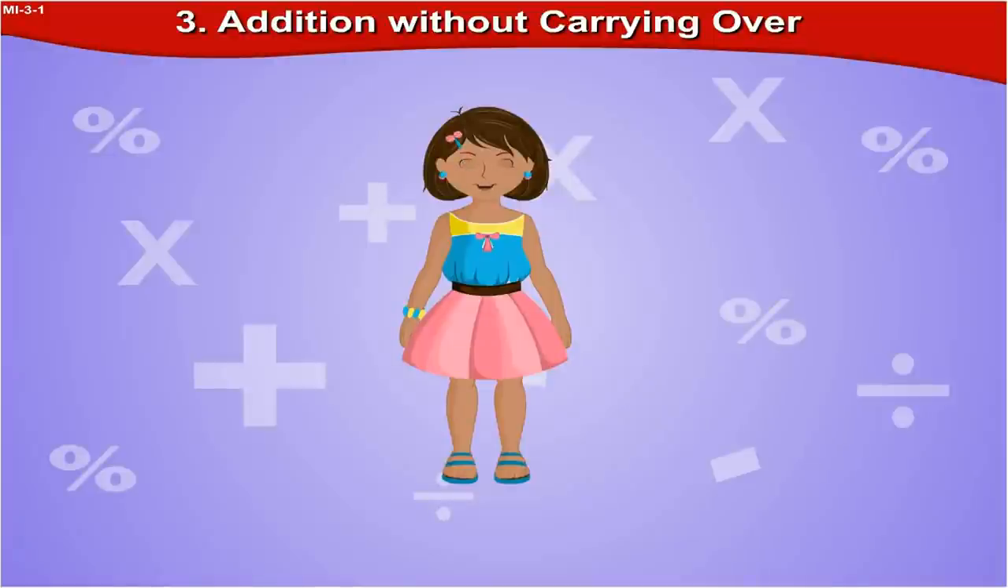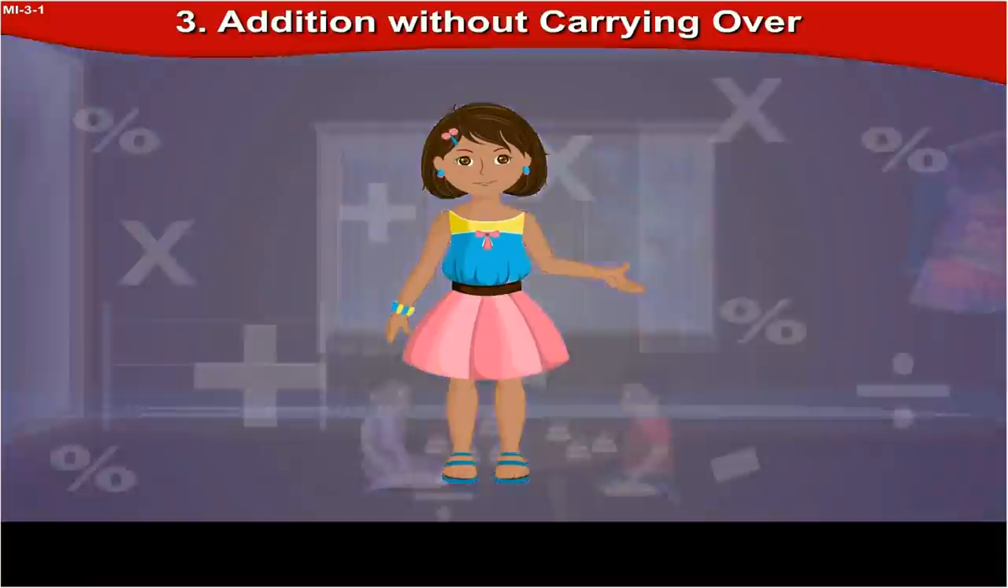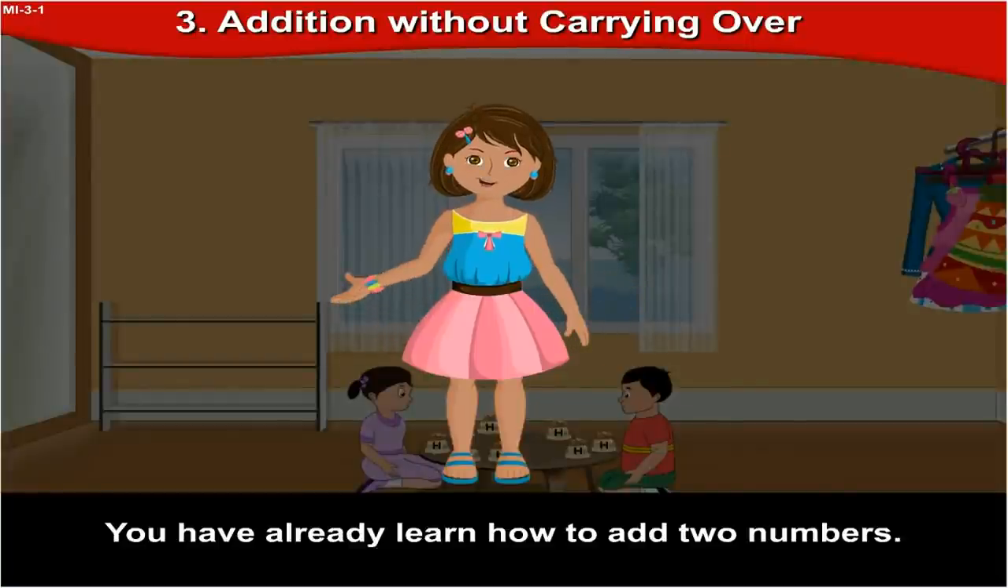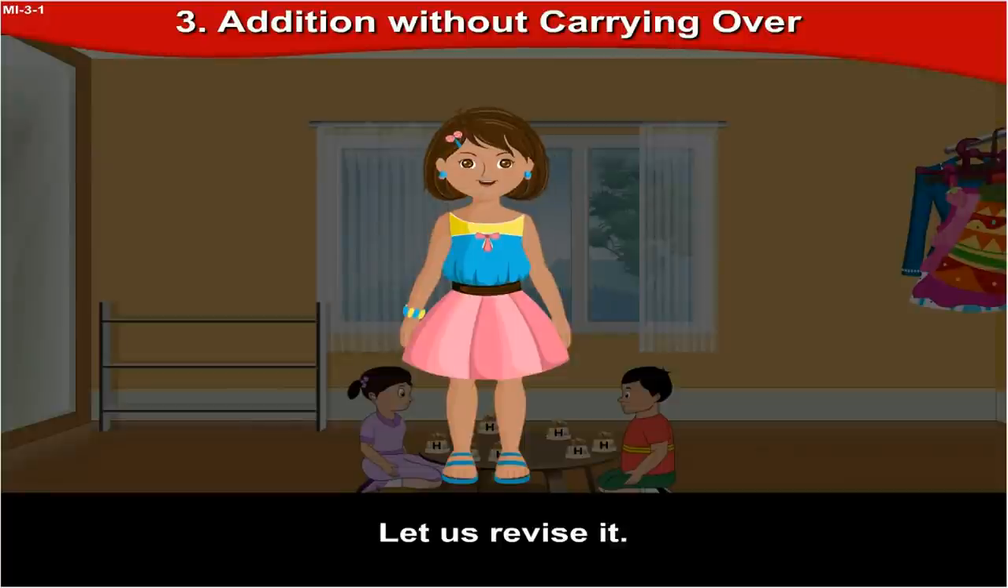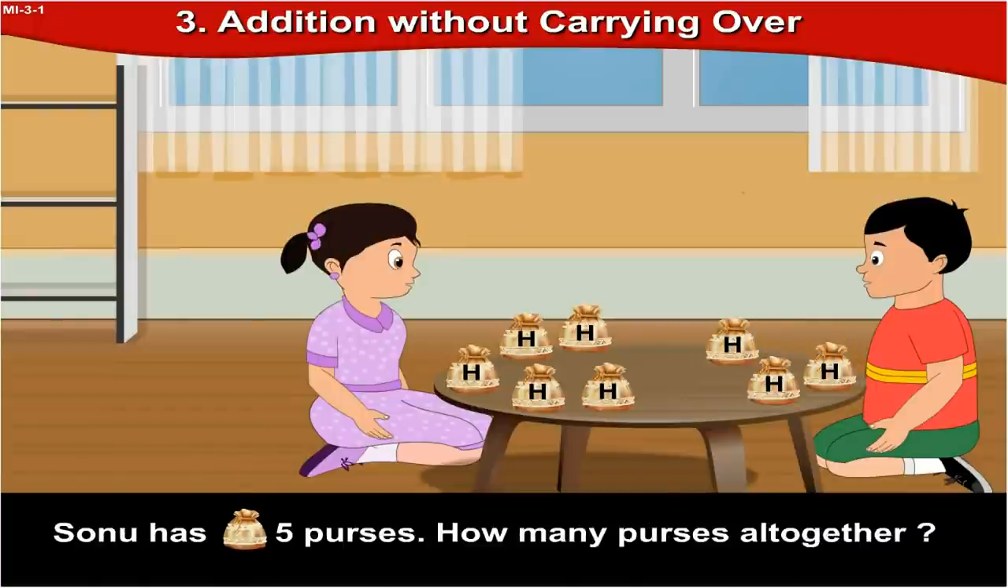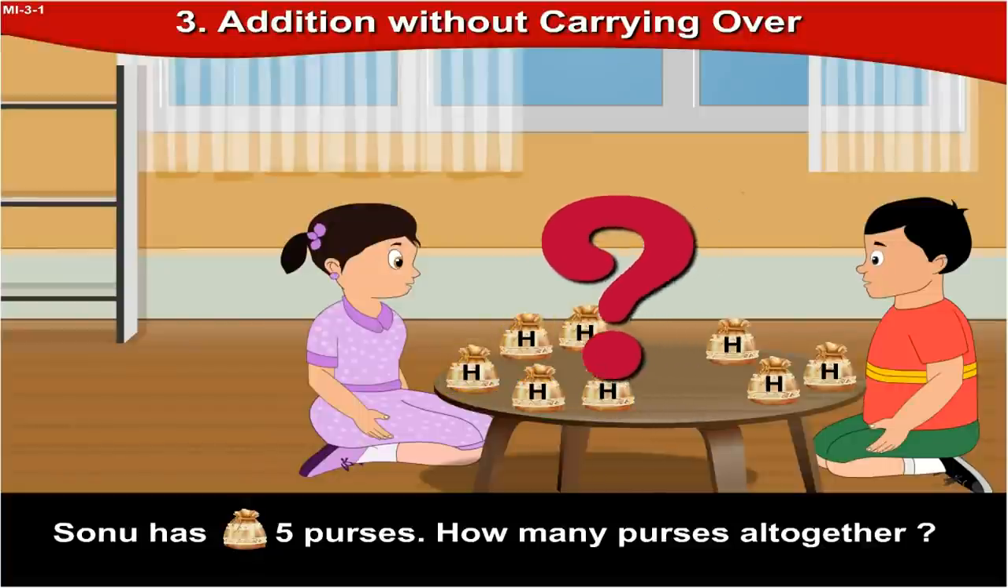Addition without carrying over. You have already learned how to add two numbers. Now let us revise it. Well, Tony has three purses, each containing 100 beads. Sonu has 5 purses. How many purses altogether?